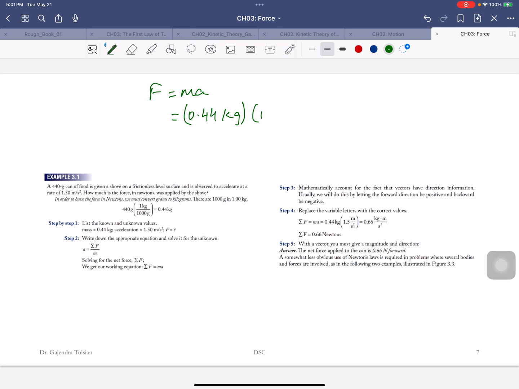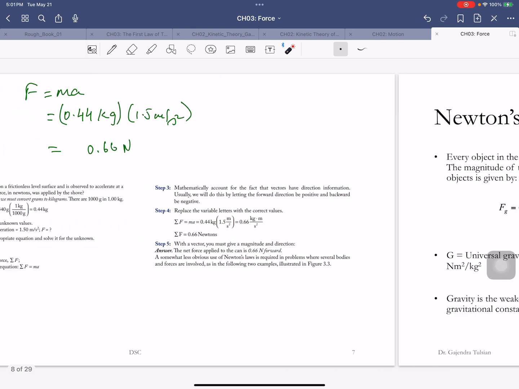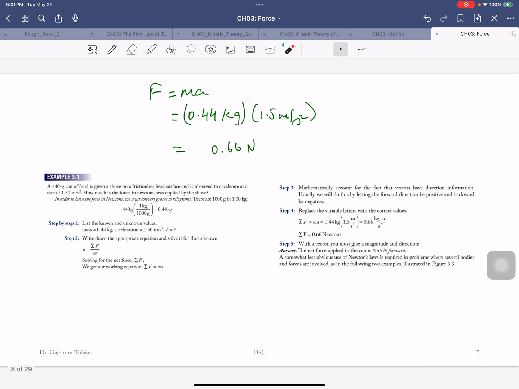And the acceleration is 1.5 meters per second squared. So this works out to 0.66 newtons. Okay. So that's the problem. And again, make sure you study these problems carefully. There'll be similar problems on the exam.